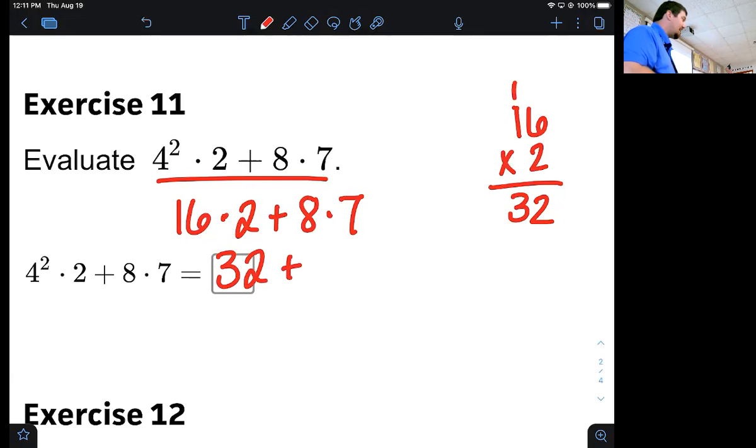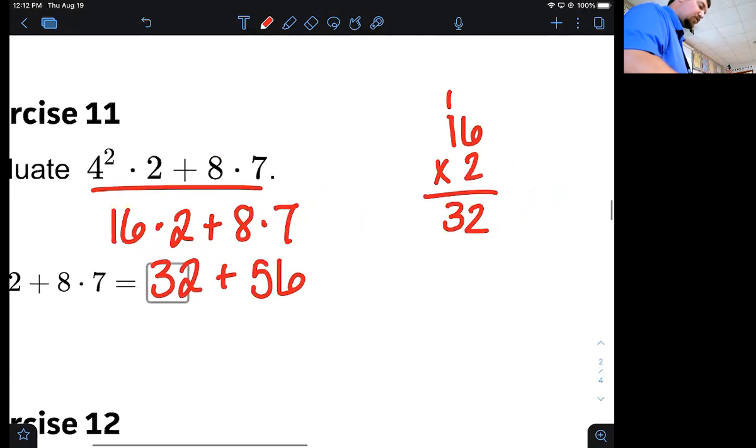Maddox, what do you have for 8 times 7? Or what would you have? 56. Excellent. So we really did 2 steps in one, but it was the same multiplication step, just working left to right. So now we have 32 plus 56. Obviously, adding is our last step. Remember, we talked about level 4 priority, adding and subtracting. And so we'll go ahead and just add these here.